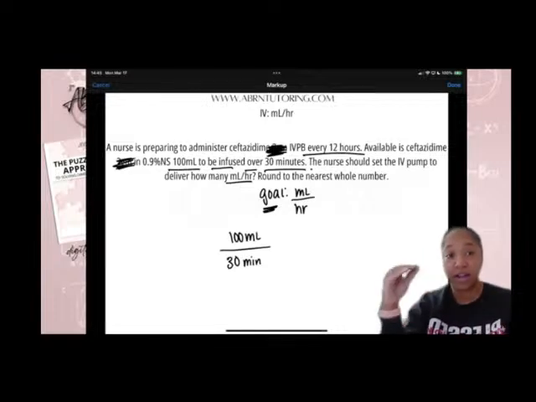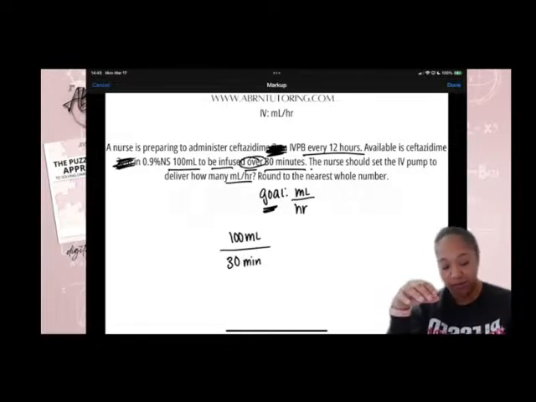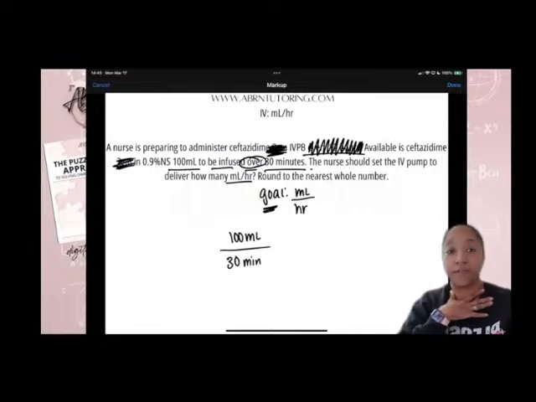So it's never "every," it's always "over." So this part right here, this "every 12 hours," is fluff. So you see I have my volume over my time. My milliliters are at the top right now. I need hours at the bottom.